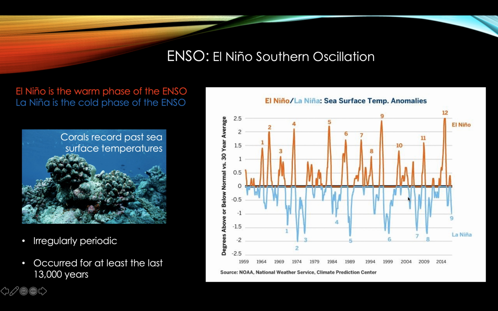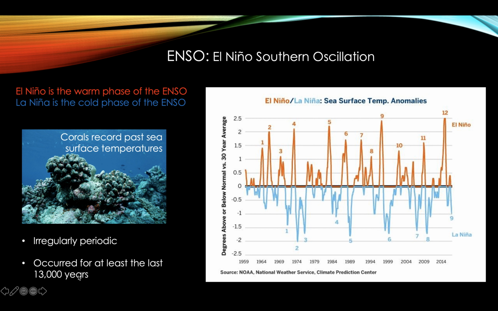La Nina would be the opposite to El Nino in that during a La Nina event, the trade winds would strengthen instead of weaken. We know that El Nino is irregularly periodic, which means that it occurs often, but we're not able to predict when it will occur. And we know that it's at least been occurring for the past 13,000 years.